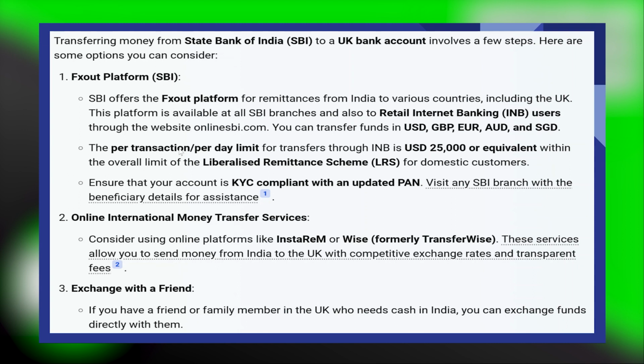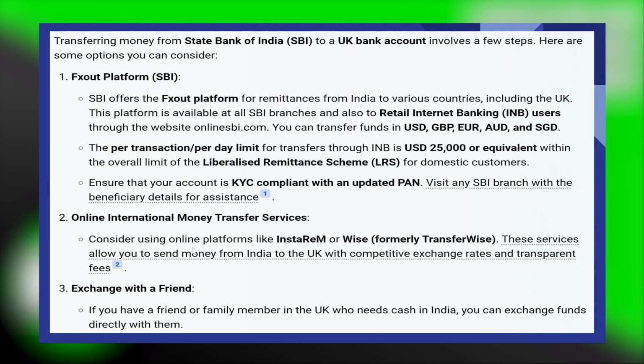The per transaction or per day limit for transfers through INB is US dollars 25,000, or equivalent, within the overall limit of the Liberalized Remittance Scheme for domestic customers. Ensure that your account is KYC compliant with an updated PAN. Then, visit any SBI branch with the beneficiary details for assistance.